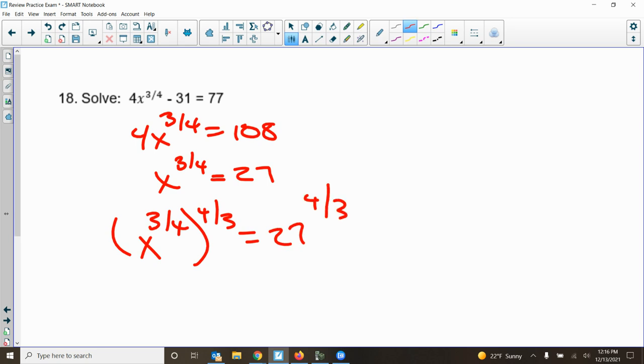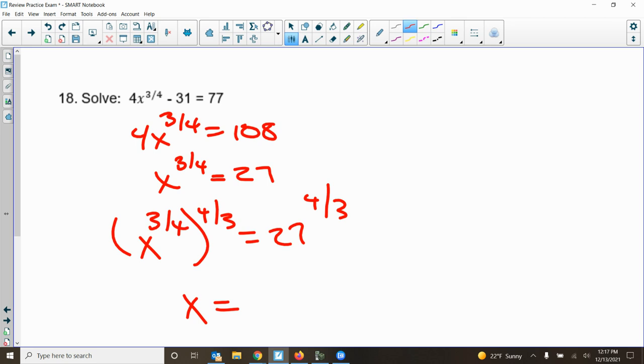3/4 times 4/3 is 1, right? You multiply those exponents. So this is x. Now, what does 27 to the 4/3 mean? It means take the cube root, that's the 3, and then raise it to the 4th.